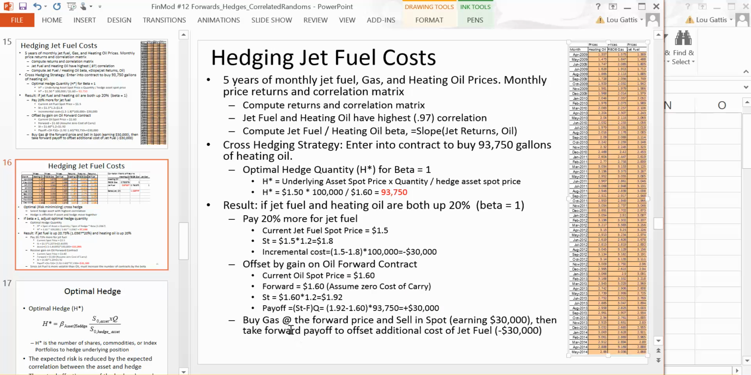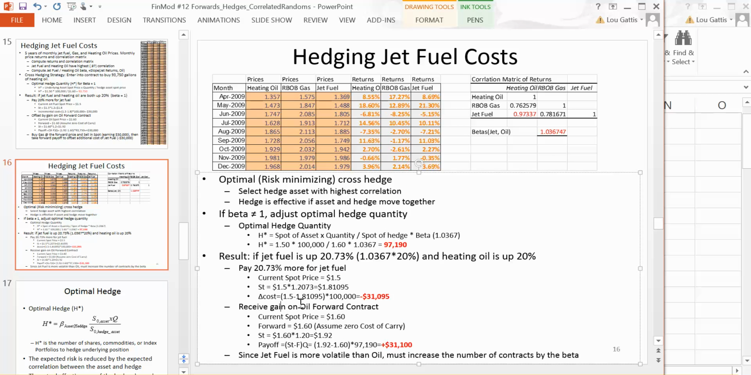But what you see is that expense of an extra $31,000 is perfectly offset by my forward contract that pays me $31,000. So your beta adjusts the optimal quantity to account for the higher volatility of jet fuel.